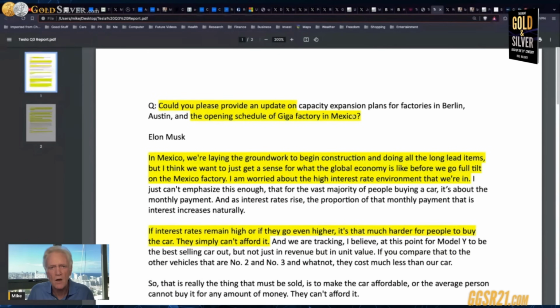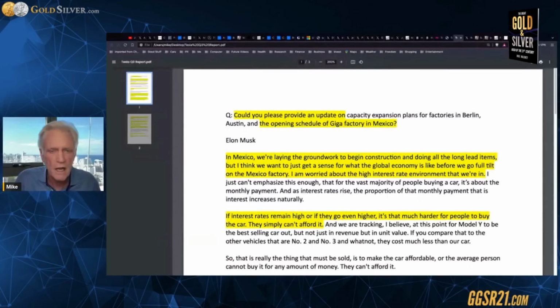Gigafactory in Mexico. Now, this is the new factory. They purchased the land. They are planning on opening another factory. Remember, in the Shanghai factory, it took 11 months from the first shovel of dirt to cars coming off the production line out the back of that factory. Only 11 months, because all of the permitting and studies and everything just got fast-tracked into production.